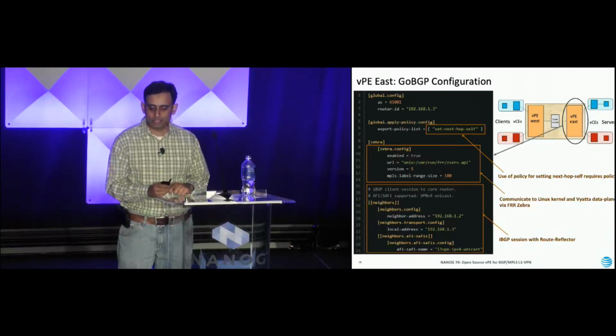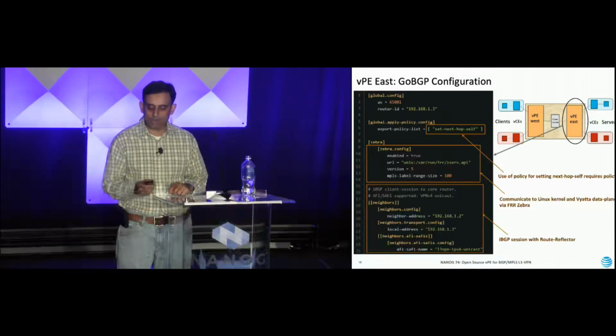The second box here shows how we communicate with the Linux kernel and via the data plane via FRR Zebra. And the last set of commands show how the iBGP session is established with the route reflector.